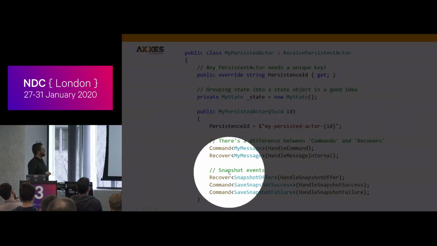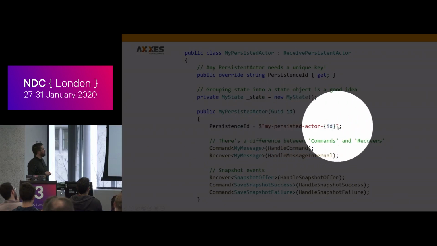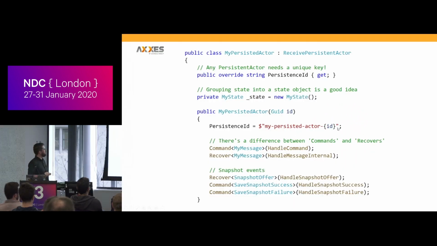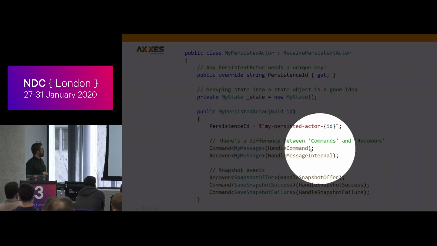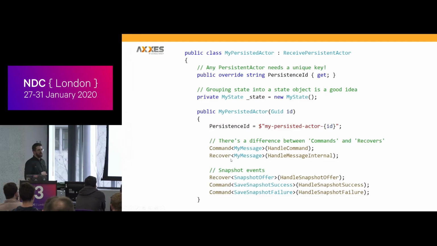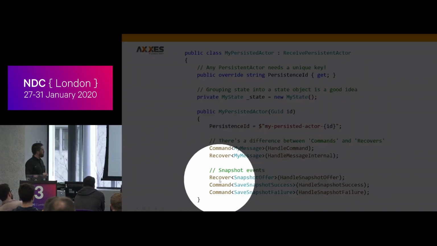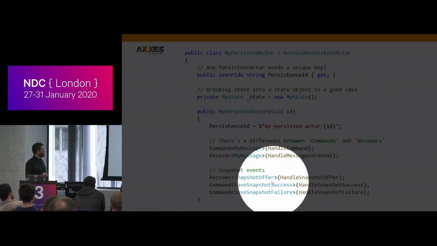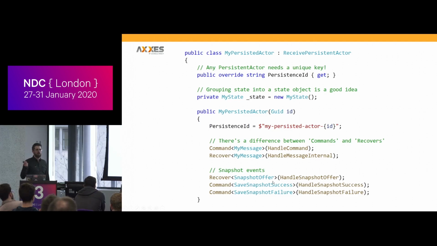This persistence ID has to be unique, so we put the device ID in there. And then every command will go to the handle command message, and then every recovery will go to the internal handle message. There are some recovery methods for snapshot, and because saving a snapshot is an async method, you can get a result from that operation.